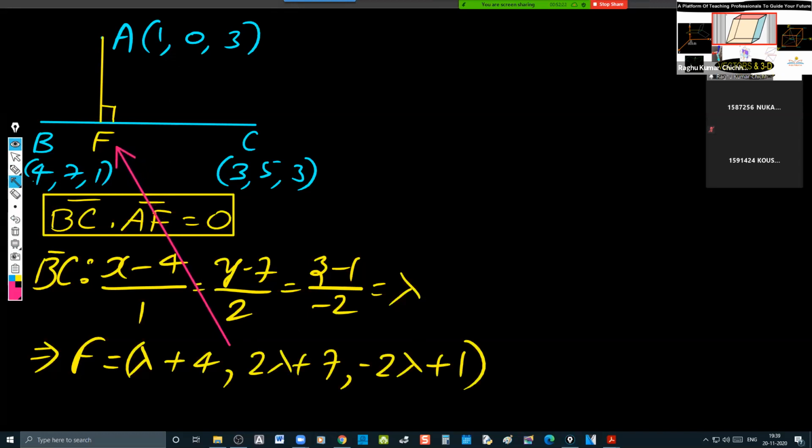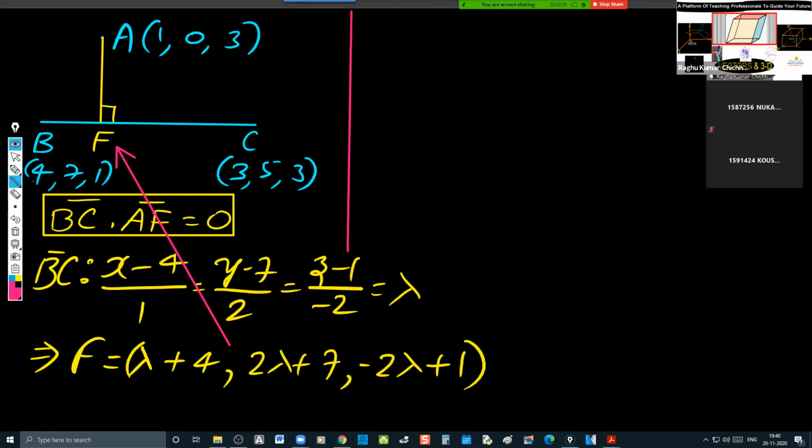You know A, you know F, you know B, you know C. Now you can apply the dot product, thereby you'll get the value of lambda. So let me do that.